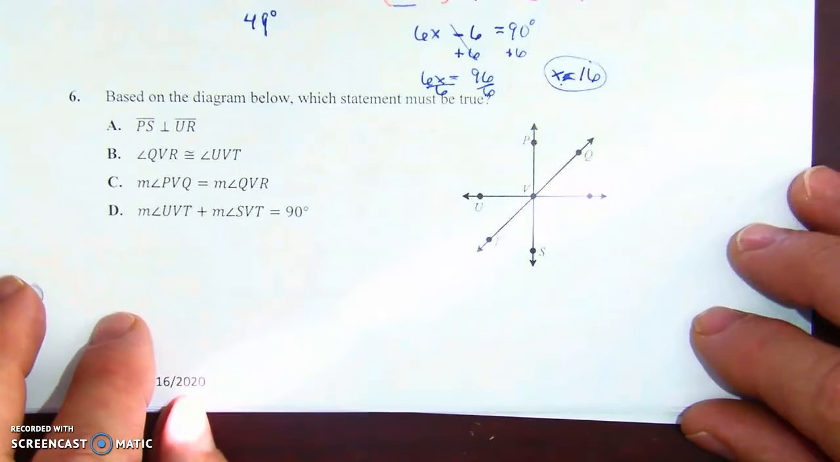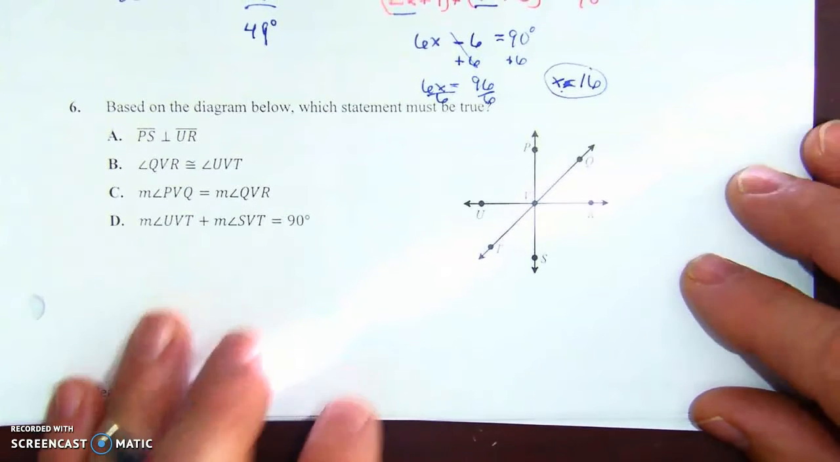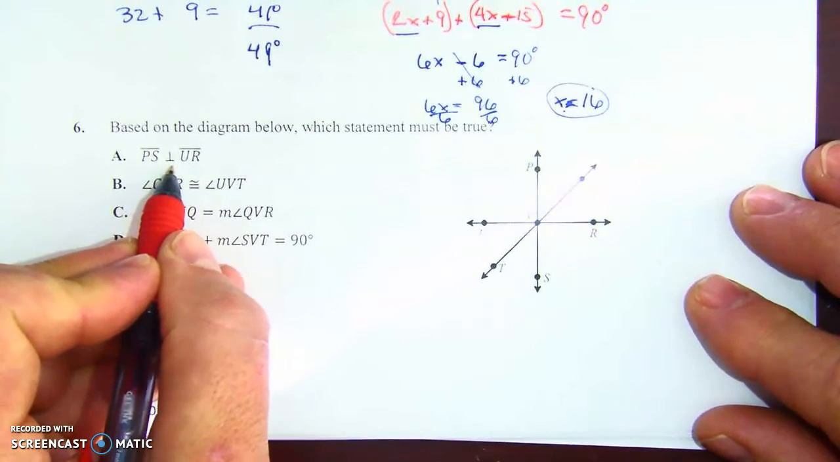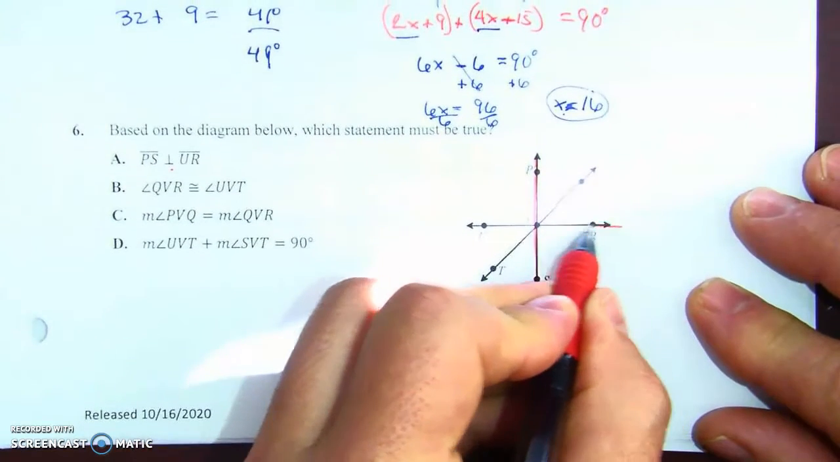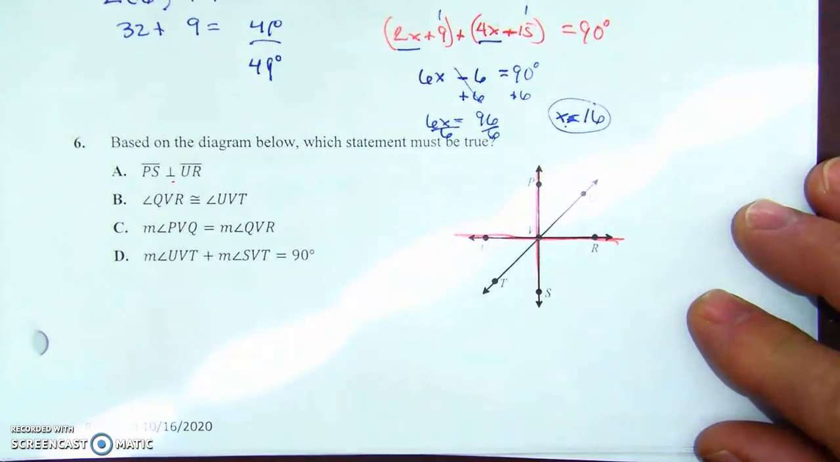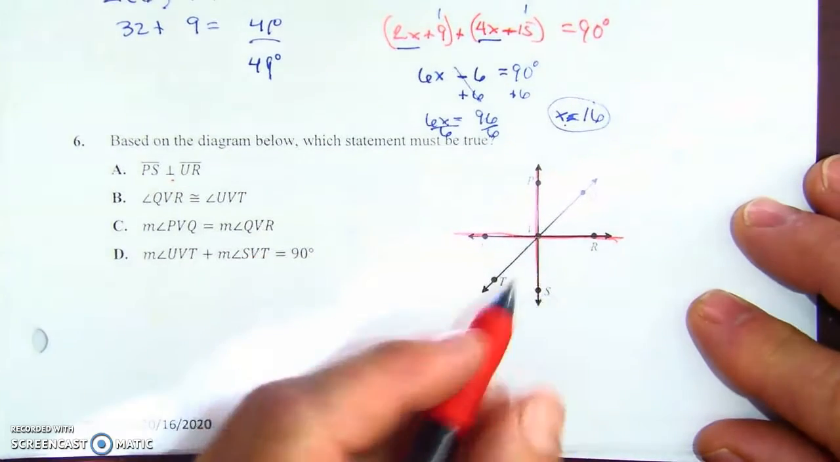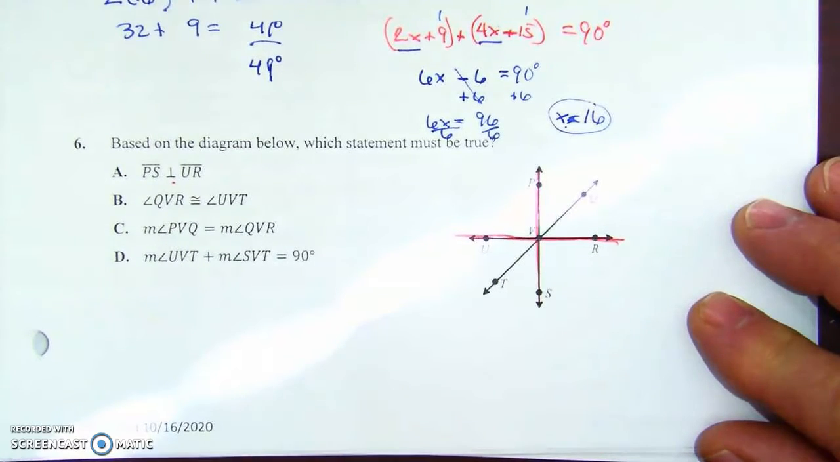Going down to question number 6 here. So it's based on the diagram, which statement must be true? So what I would recommend is going through each one of these to see if they're true or not. Based on what we've known, it says PS is perpendicular. Remember, that's the perpendicular of UR. So here's PS, and here is UR. Now, based on what we've seen, it looks like it could be perpendicular, because we know perpendicular means that these angles in here are all going to be 90 degrees.